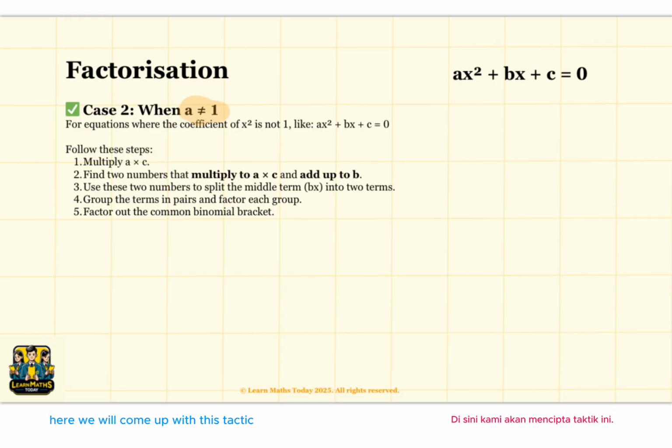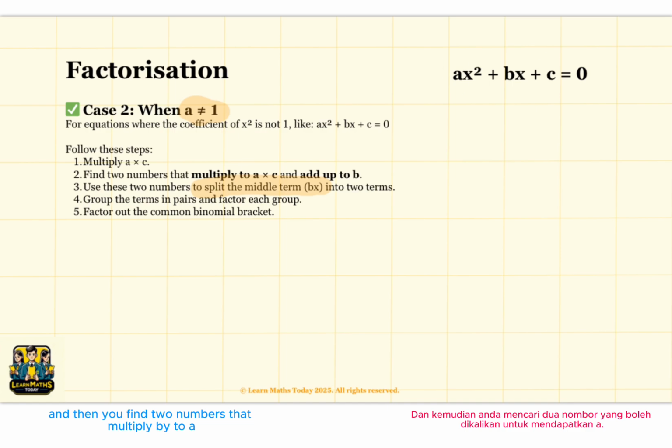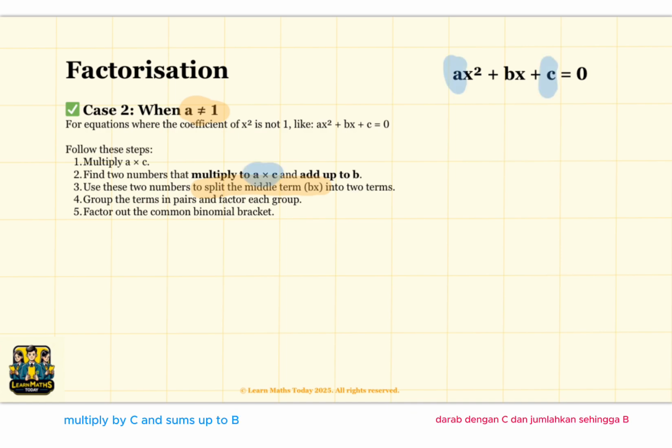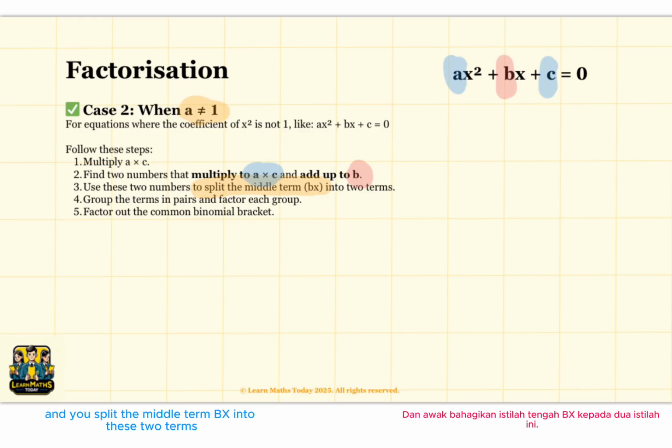Here, we will come up with this tactic, which is called splitting the middle term. The steps are as follows. You multiply a by c, and then you find two numbers that multiply to a multiplied by c and sum up to b. And you split the middle term, bx, into these two terms. You group the terms into pairs and factor each group. And lastly, you factor out the common binomial bracket.